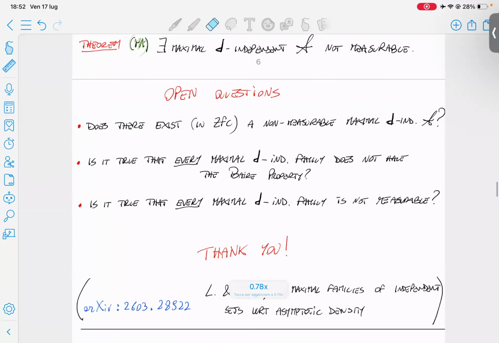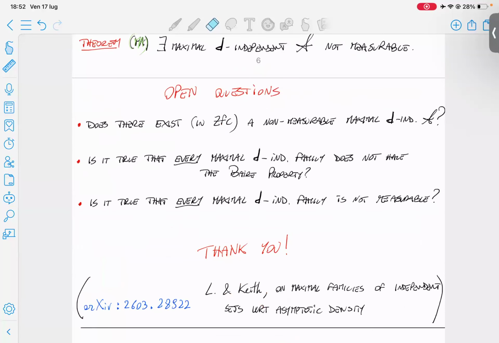I conclude with the three open questions. First of all, I already told this one: without Martin axiom or something a bit weaker, does there exist in ZFC a non-measurable maximal D-independent family? We expect that the answer is yes, because this is just the analog of an ultrafilter, and an ultrafilter usually has all the ugly properties that you like.